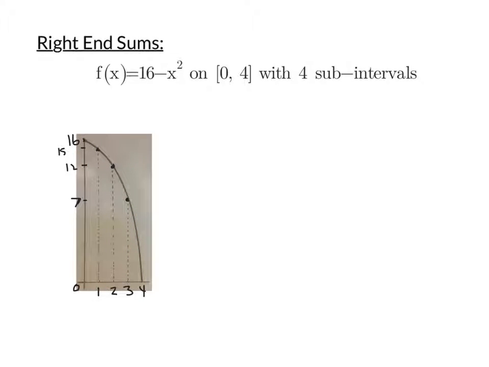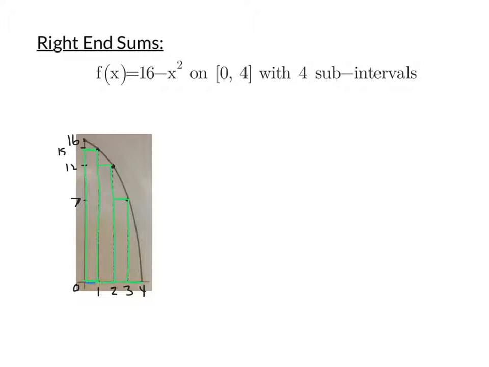So naturally, another way to estimate that area could be using the right end sums. So with the same function on the same interval and the same number of subintervals, I want to draw my rectangles this time starting from the right side of each subinterval. So then from 1 to 2, I would start at the 2. From 2 to 3, I'd start at the 3. And from 3 to 4, I start at the 4. And I'm going to find the area of all these rectangles and add them all together.